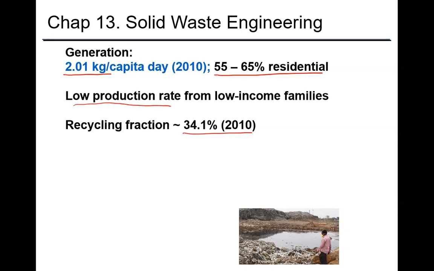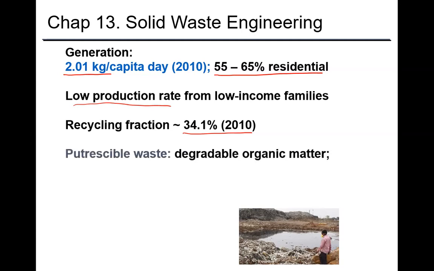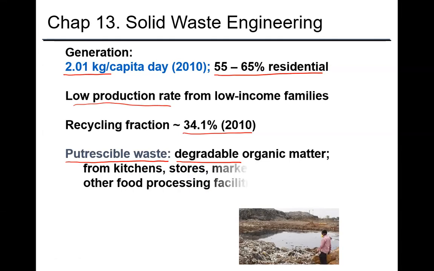I just looked at the data for 2018. I think it's around 32%. We're down a little bit, but almost 1/3 of the garbage is recycled. So for the ones that are not recyclable, a major part of them is the putrescible waste. Okay, so those are the ones that can get degraded if you just leave them there for a long time. For example, the food from kitchens, stores, markets, and so on, right?